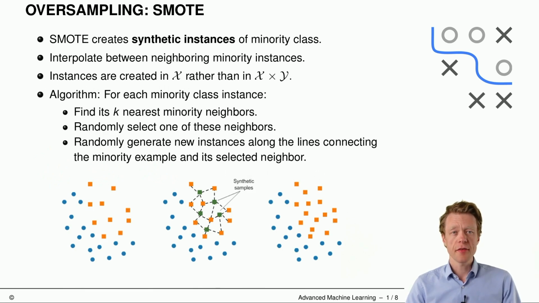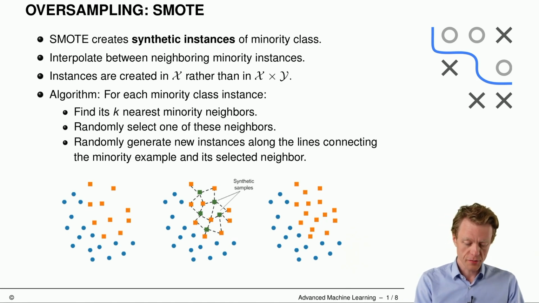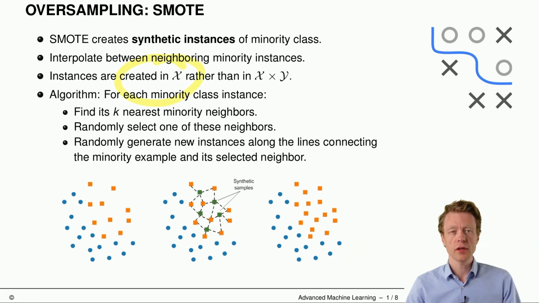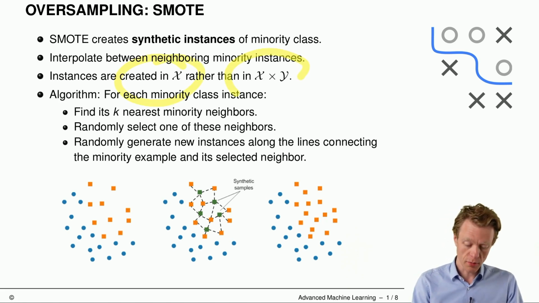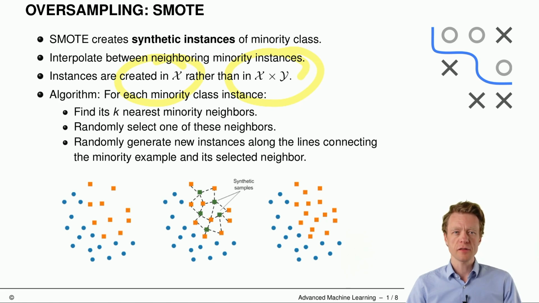SMOTE creates synthetic instances of the minority class. So this is not a random oversampling, but we are creating new instances that are not in the dataset. This is done by interpolating between neighboring minority instances in the feature space. Okay, so we are just looking at the feature space, not at the combined feature and target space.